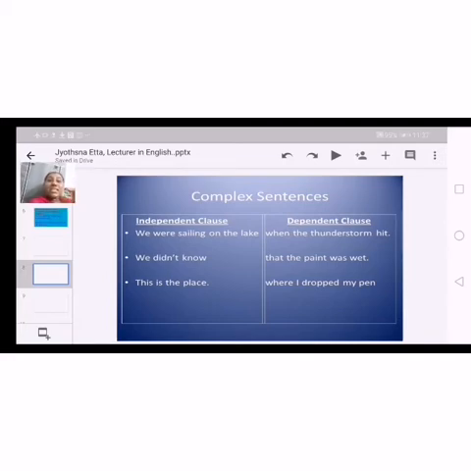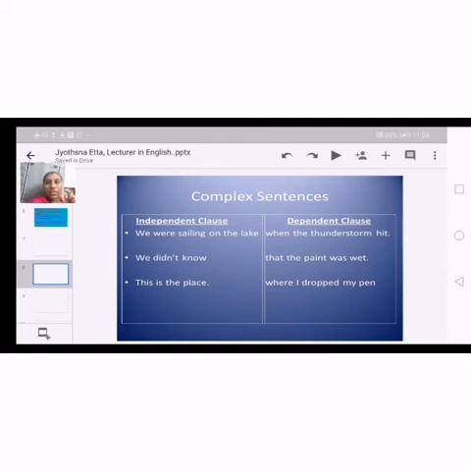And next, we didn't know that the paint was wet. Okay, so that the paint was wet is the dependent statement, and we didn't know is an independent statement. But when we combine these two by using that, it becomes a complex one. And next, this is the place where I dropped my pen. Okay, so this is the place, independent, and where is a place-referring conjunction, the conjunction which can refer to the place. I dropped my pen.